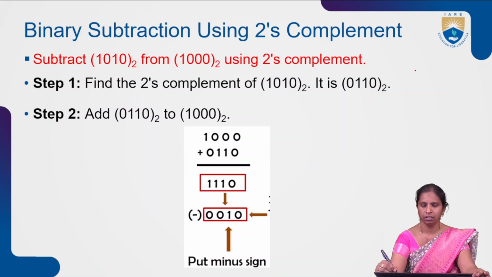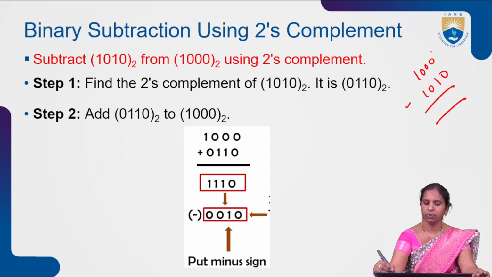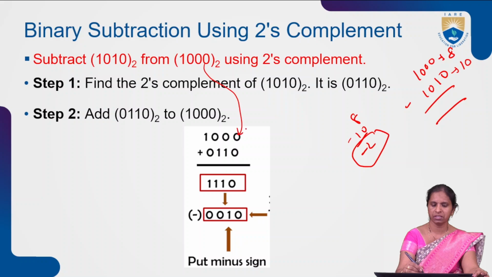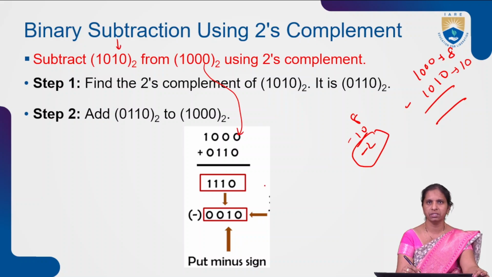So what you are doing here is 100 minus 1010. What is 100? Nothing but 8 in decimal. And what is 1010? 10. Then 8 minus 10 equals minus 2 is the answer you have to get. Now we'll see how to perform this using the 2's complement method. So first, from where you are subtracting, 100. So what is here? The number to be complemented is 1010.